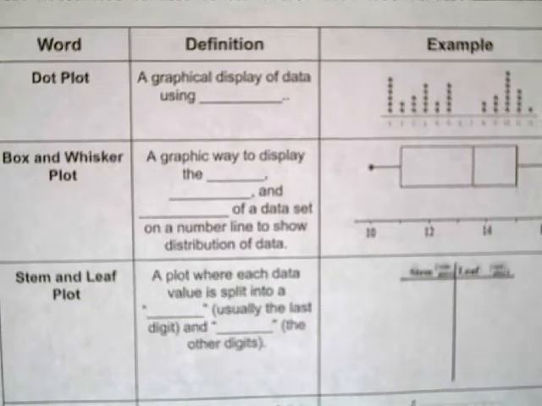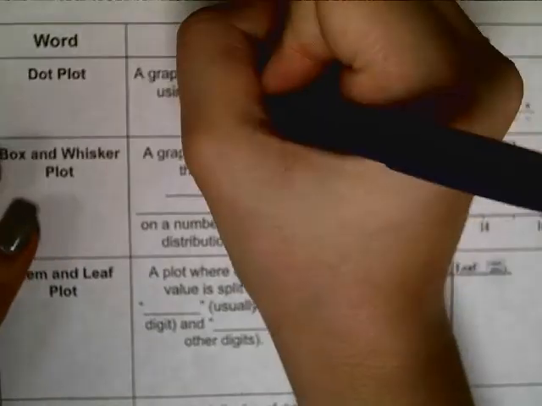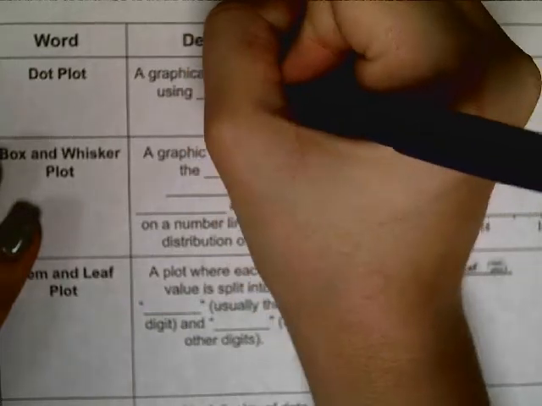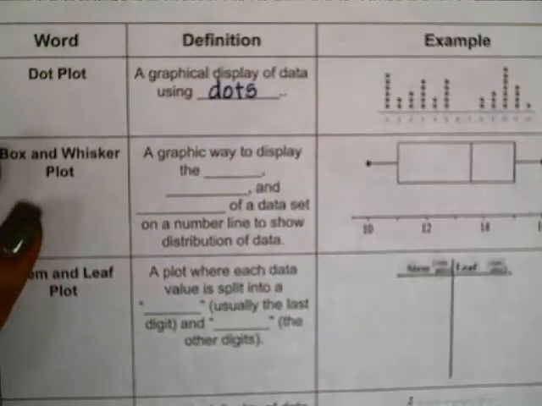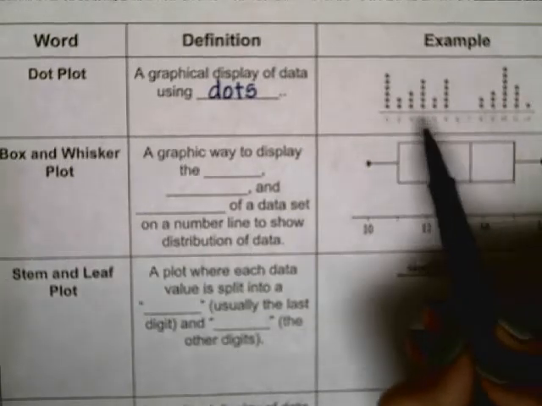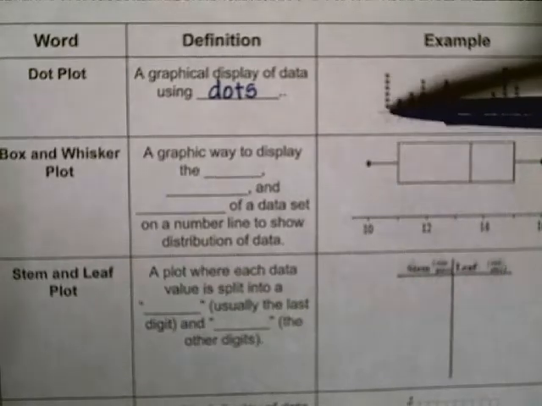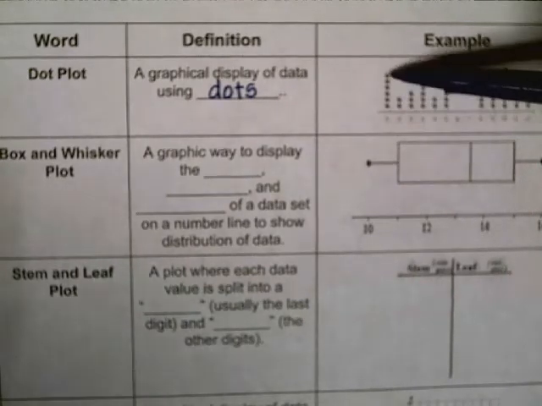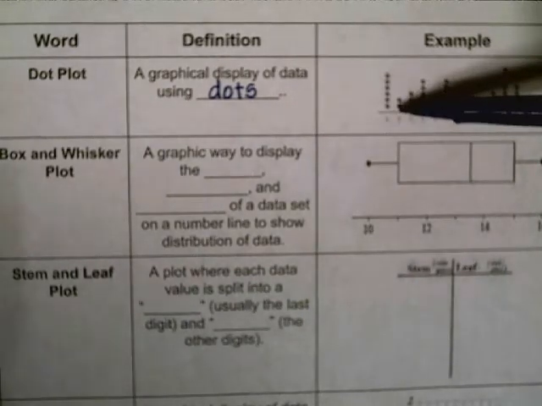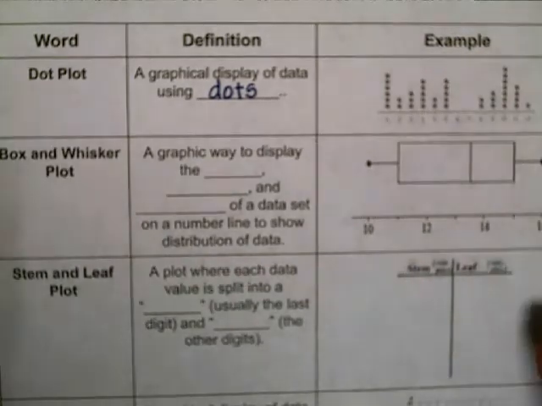Unit 6 Vocabulary. Dot plot. A dot plot is a graphical display of data using dots. If you see, the graph in the example is labeled from 0 to 12. The dots just represent how many times 0 happened in the data, how many times 1 was in the data, how many times 2 was in the data, and so forth.